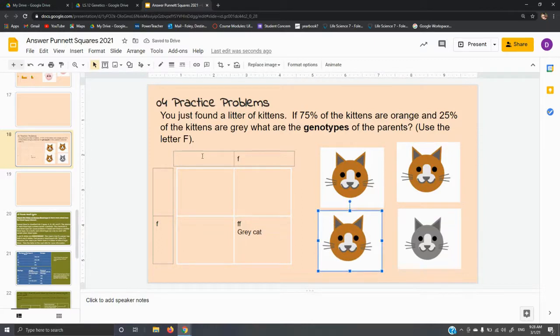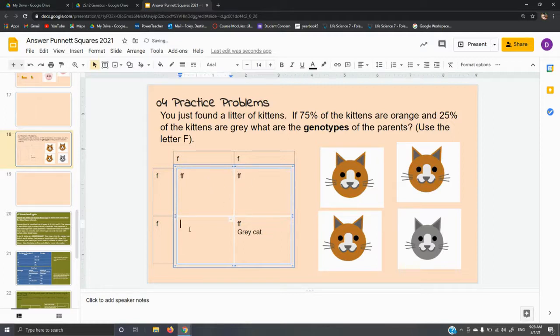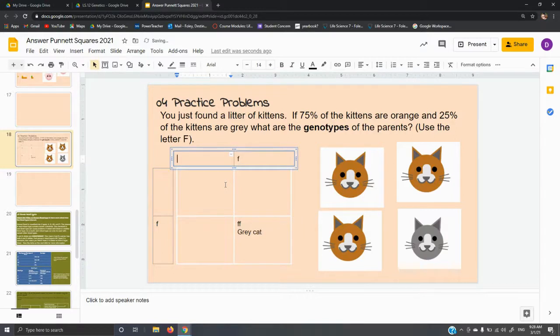How are we going to represent a dominant trait here? How are we going to get a dominant trait out of this? If we put lowercase f here, let's see. We're just going to get all lowercase f, so we're all going to get gray cats. That's not what we're looking for.